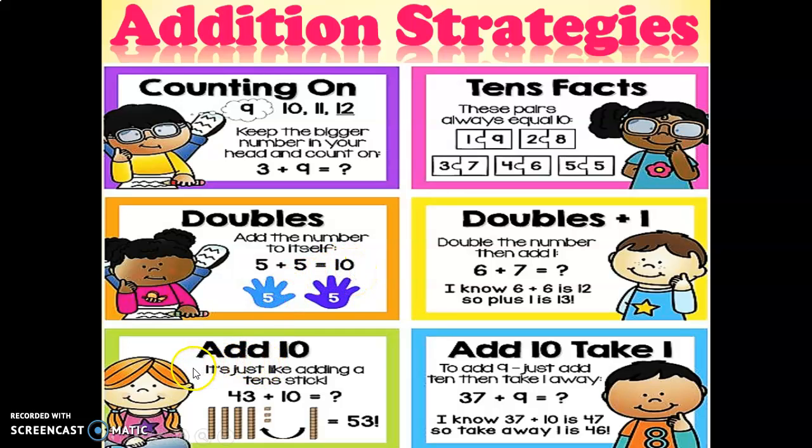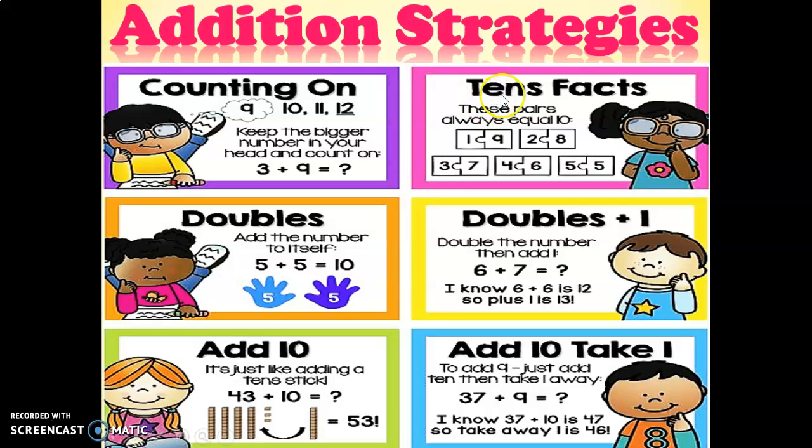Another strategy is called add 10. This one is just like adding a 10 stick. So if you have 43 plus 10, the answer is 53. You have 3 more strategies that you can use in adding numbers.